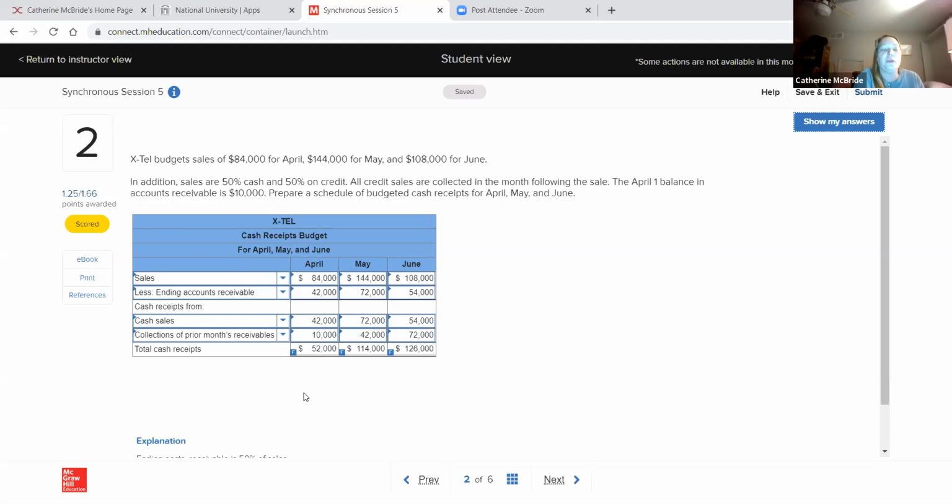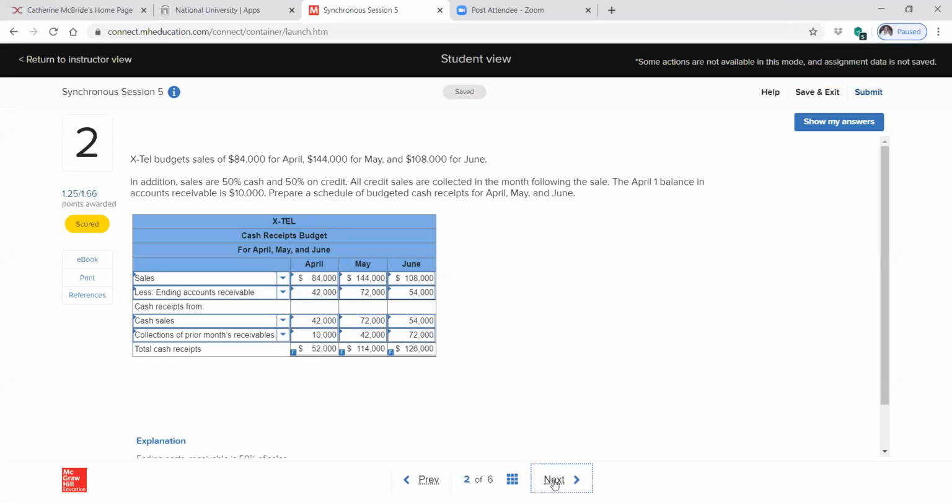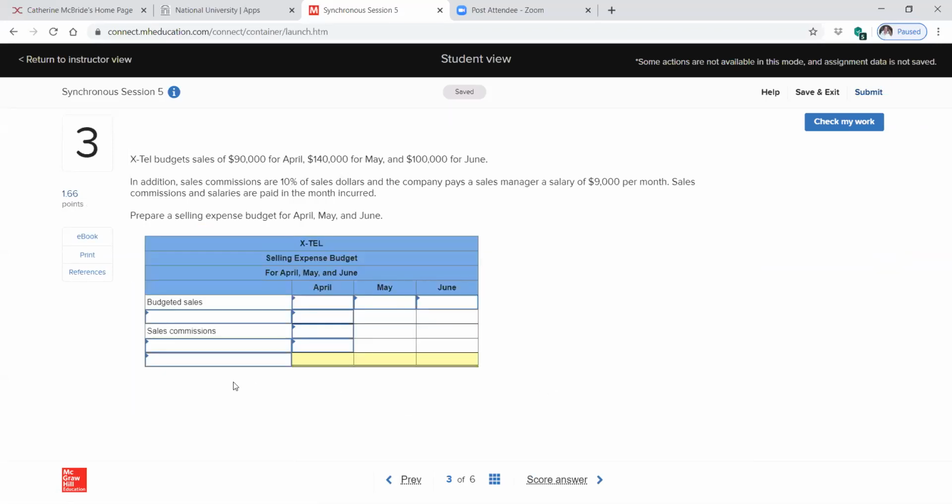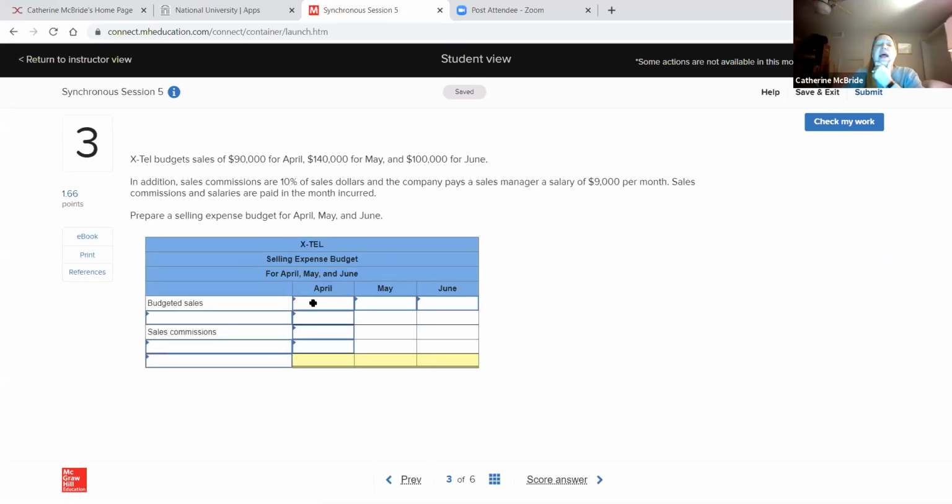And then for June, we sold 108,000. 54,000 of that is a receivable. We're not collecting it. We collected 54,000 and 72,000. Okay. So it was just flipped in the reverse order then. Okay. So now, that's how much we're going to receive from our sales.